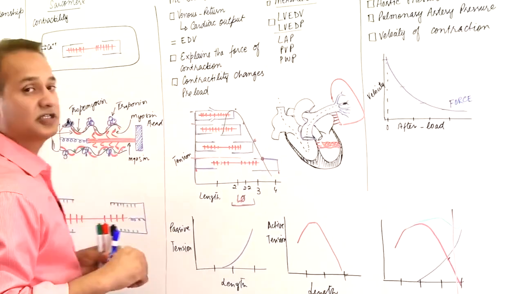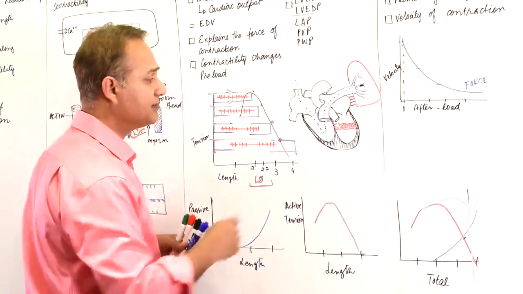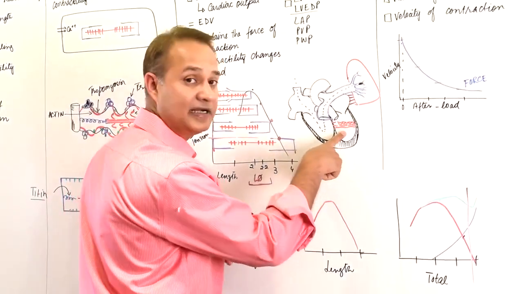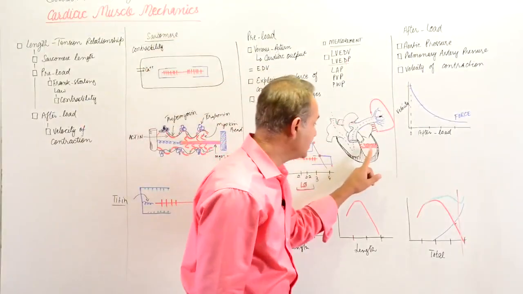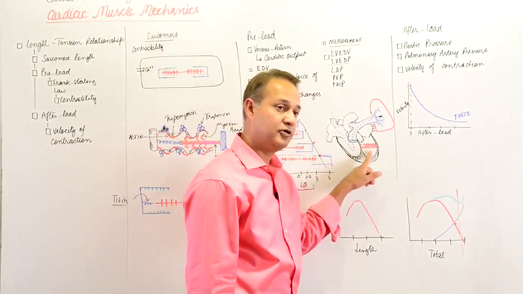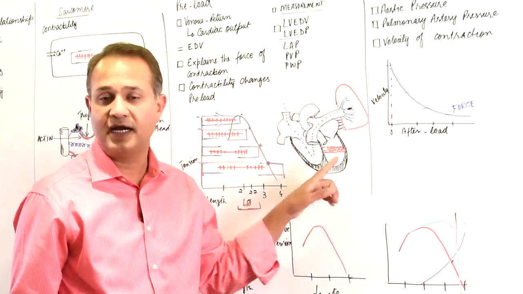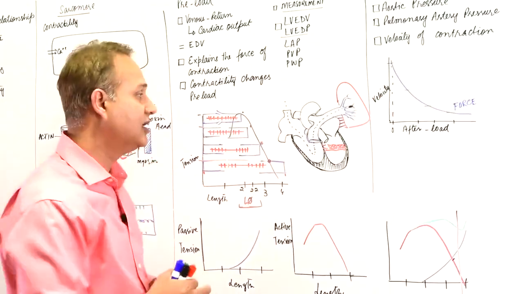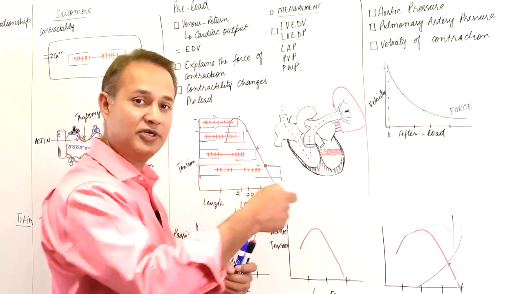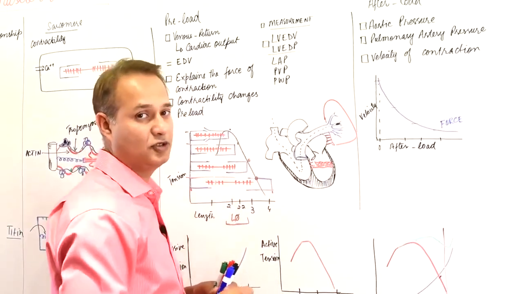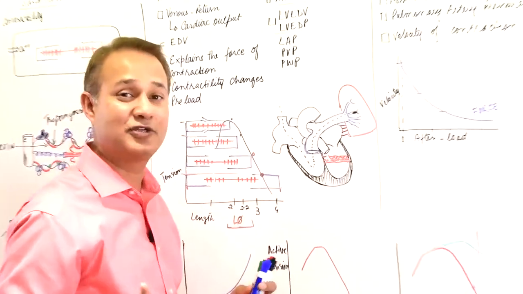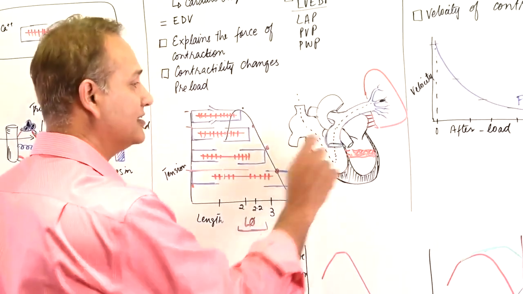Now how do we measure the preload? Very simple. Preload is the end diastolic volume and pressure. So the right measurement of the preload is the end diastolic pressure and volume. That is what defines the pre-stretch. However, putting something in there to measure it is not easy. How about then we go to the left atrium? If we can't go to the left ventricle, then going to the left atrium is going to be difficult. So that's not easy either.